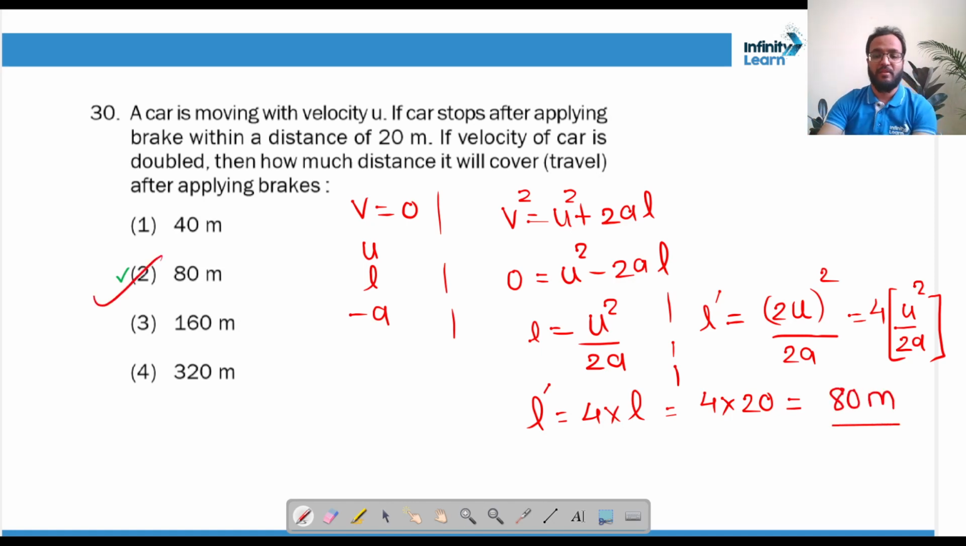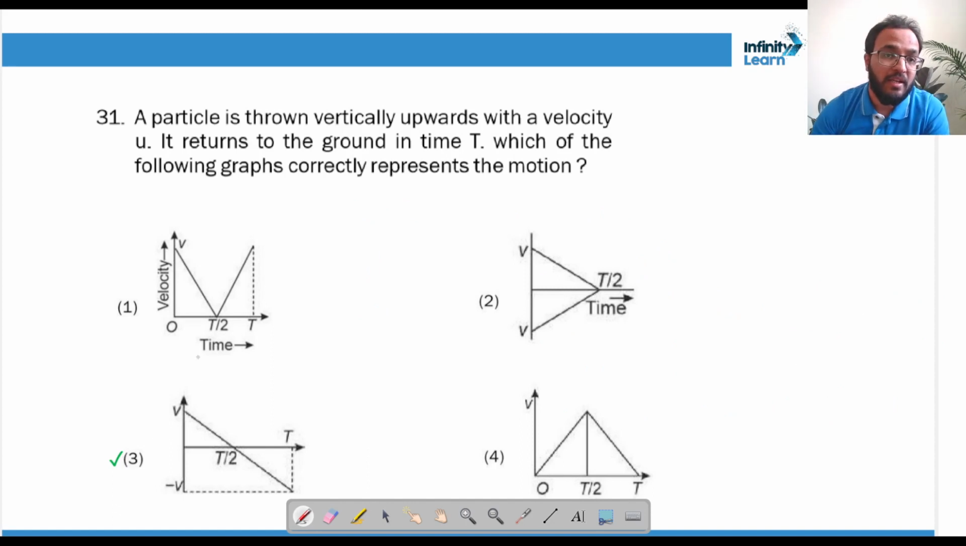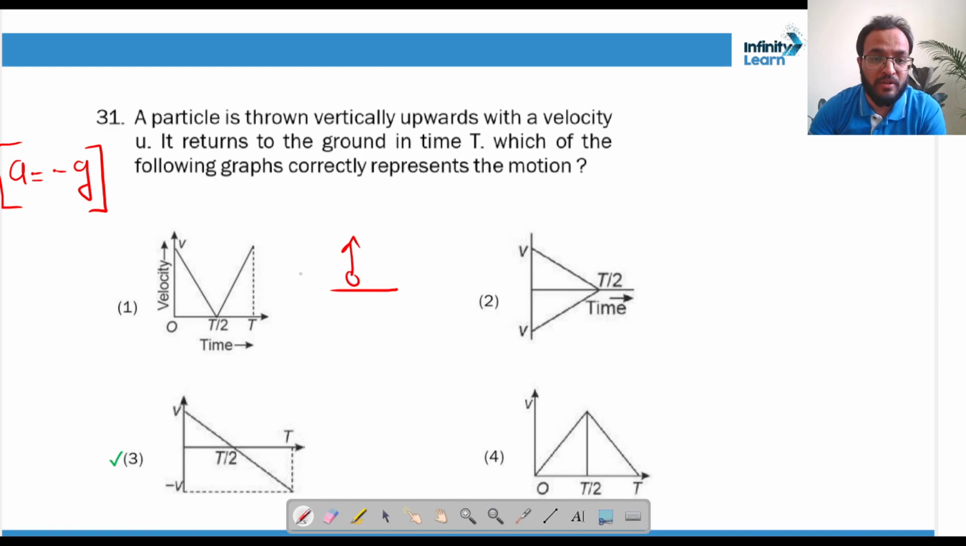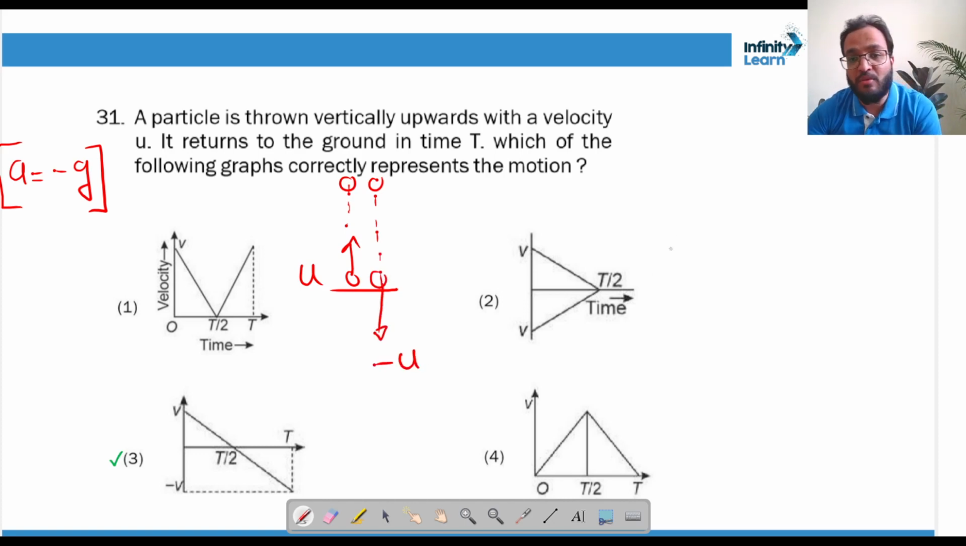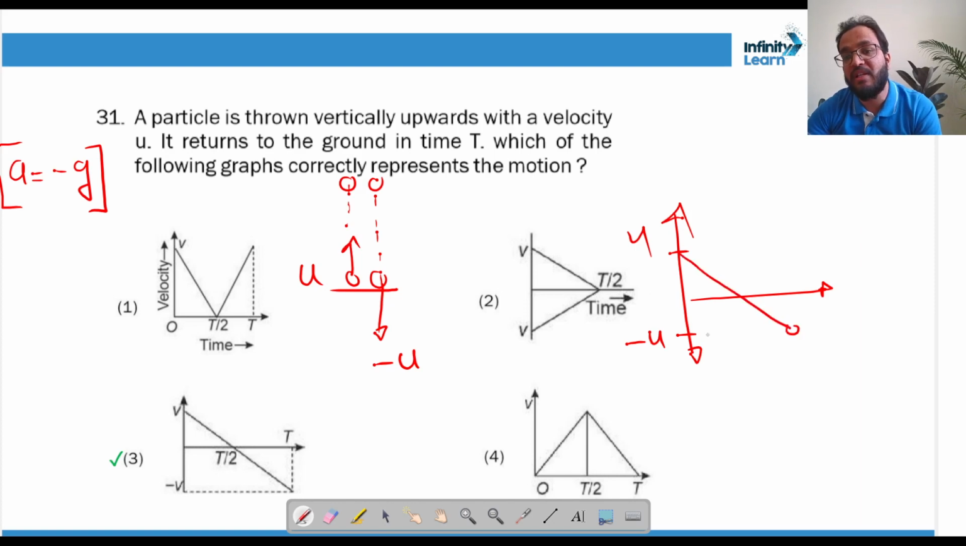That's all. Got it? Now 31. See, I have been telling you every time that in motion under gravity, acceleration is always minus g. And velocity is always reducing. Once you throw it, velocity is u. It reduces to zero and then it reduces to a negative value, that is minus u. So technically, it starts from u and goes to minus u. This is the total journey it travels.